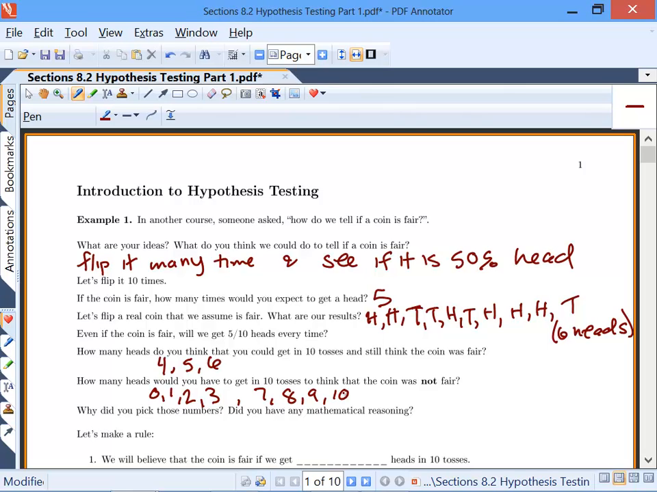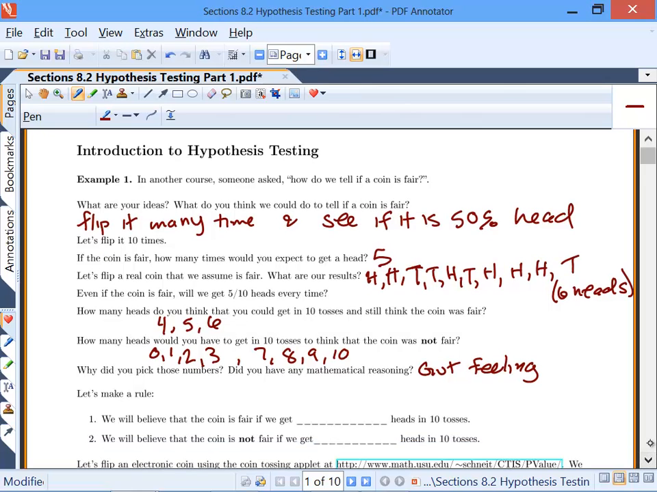Again, why do we pick these numbers? This was just our gut feeling. No mathematical reasoning. Some of us even wanted to go higher than other people did. So it was pretty subjective so far. What we're going to do when we do a hypothesis test is in advance we make up this rule. We'll believe that the coin is fair if we get 4 to 6 heads in 10 tosses. And we'll believe the coin is not fair if we get 0 to 3 or 7 to 10 heads.